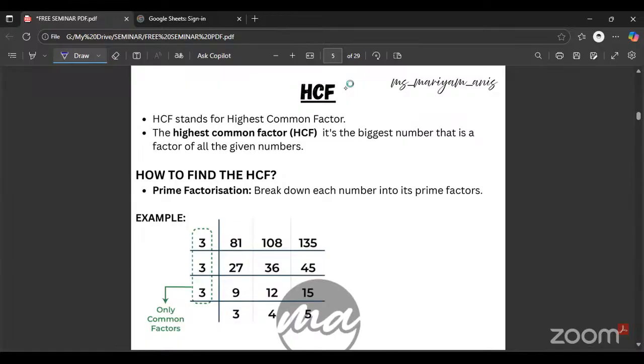Okay, what does a factor mean? A multiple? No, factors are different, multiples are different. Factors are numbers which you can divide a specific number by. So for example, if I'm taking 10, 5 is a factor of 10 because you can divide 10 by 5.